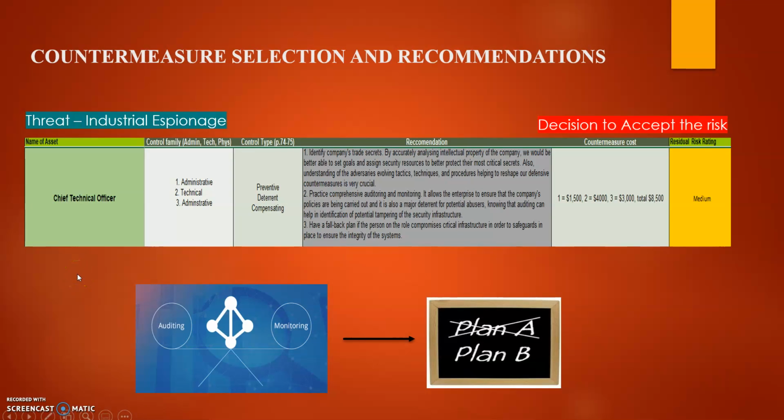Last but not the least, the asset is the chief technical officer, and the threat identified is industrial espionage. We have decided to accept the risk, and the recommendation we have come up with is to identify the company's trade secrets. By accurately analyzing the intellectual property of the company, we'd be better able to set goals and assign security resources to better protect the most critical secrets. We should always have a backup plan in case the person in the role compromises critical infrastructure, with safeguards in place to ensure the integrity of the systems. To deploy all of these recommendations, the countermeasure cost is estimated at $8,500, and after all these recommendations are implemented, the residual risk rating would be medium.